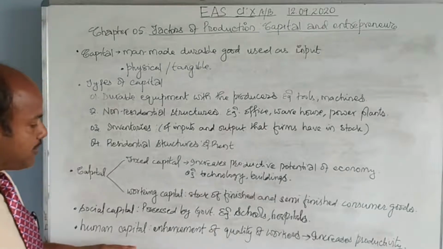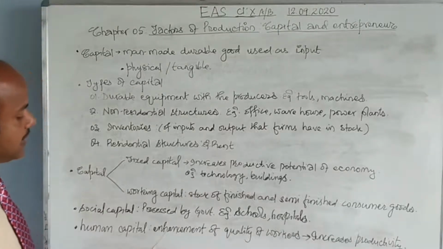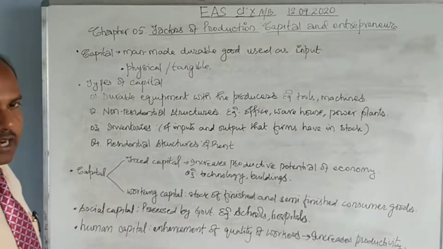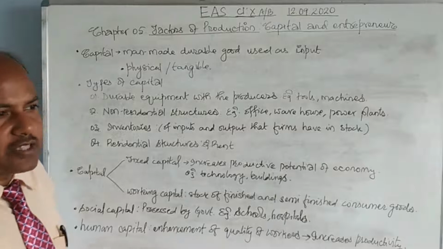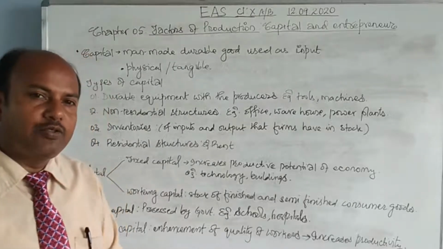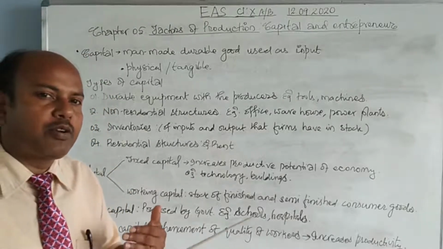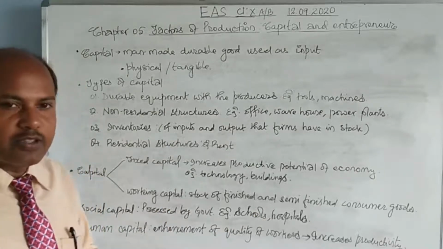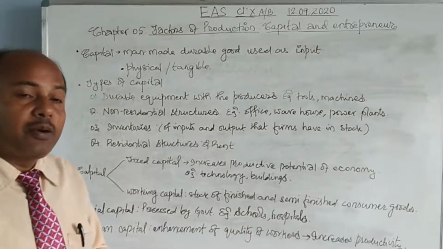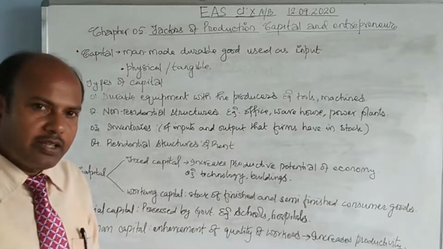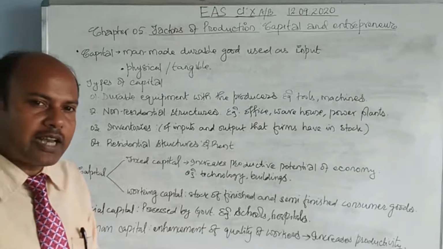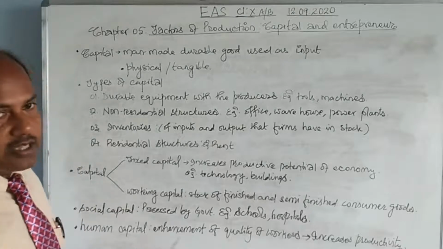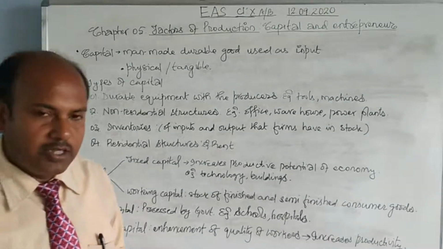And the last one is human capital, which is for enhancement of the quality of workers. A lot of time and money is invested even on human beings. And what it does is it increases the productive capacity of the worker. So human beings are also human capital, because the productive capacity can be increased by means of training, by investing money and time. So human capital is the last type of capital that we need to learn in this chapter.